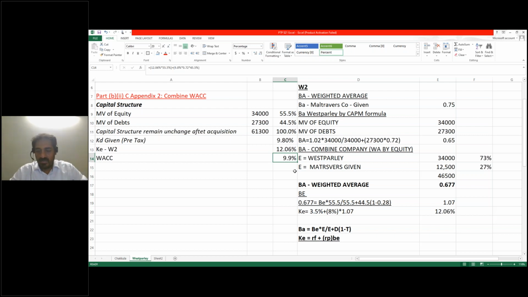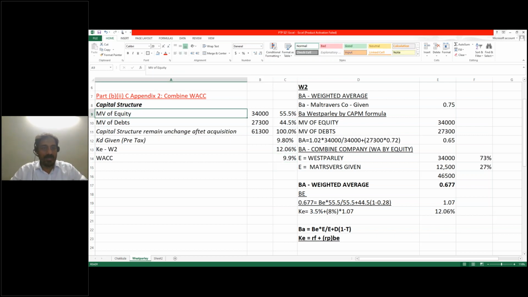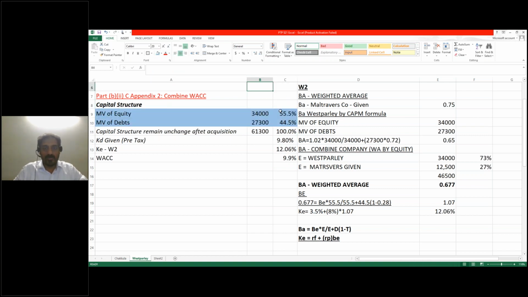Whereas for 55.5, these are the capital structure. I just take 55 as a percentage. This 55, 34,000 is the 55% of 61,300, and 27,300 is the 45% of this. That's all. This is what it is about the capital structure. Is that clear?